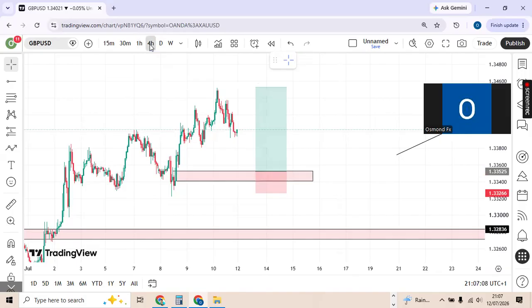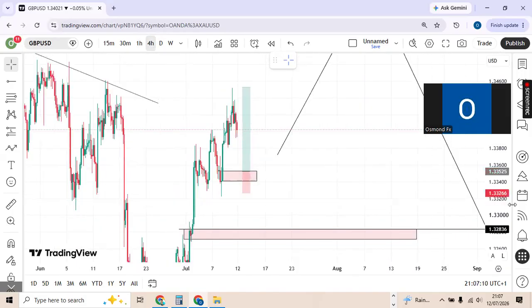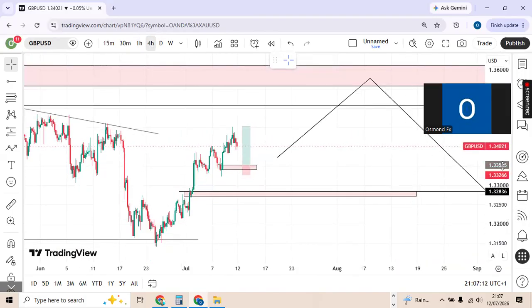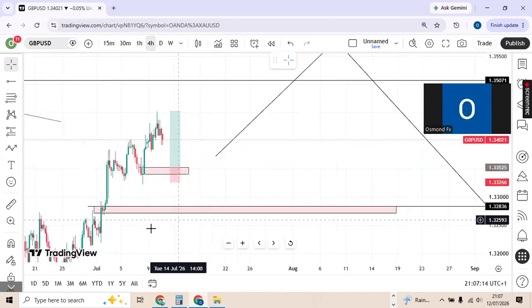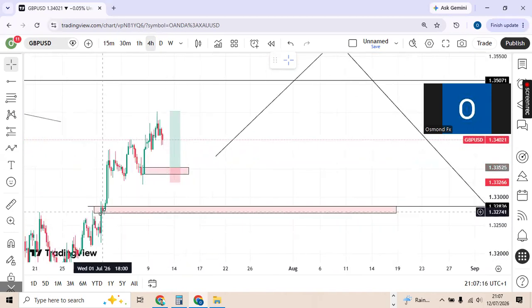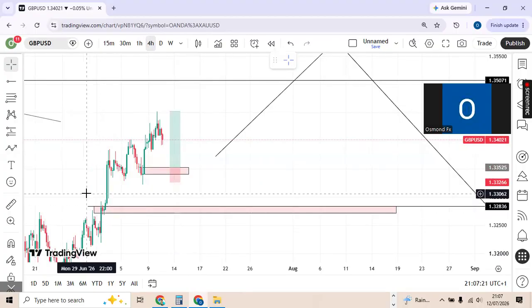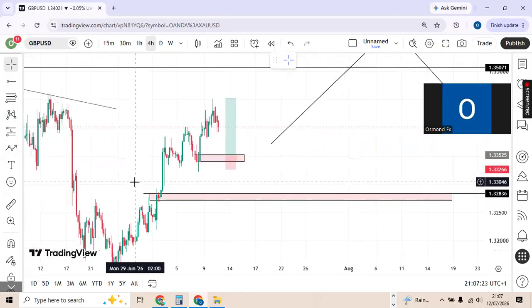But if you look at the 4-hour time frame, we can see that we also have a demand zone here. Now, most of you watching this video might be asking, what is a supply and demand zone? These are areas that institutions bought from. It's like a discount area where, if the market comes back to those areas, we might see another push to the upside.